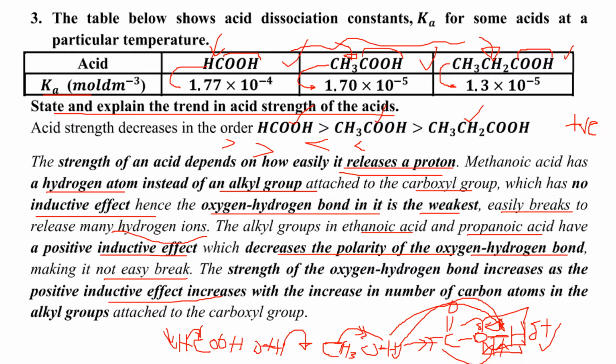So we are saying that the strength of the oxygen to hydrogen bond increases as the positive inductive effect increases, with an increase in the number of carbon atoms that are present in the alkyl groups which are attached to the carboxyl group. I hope you understood this explanation very well, because these questions are very common in the UNEB papers.